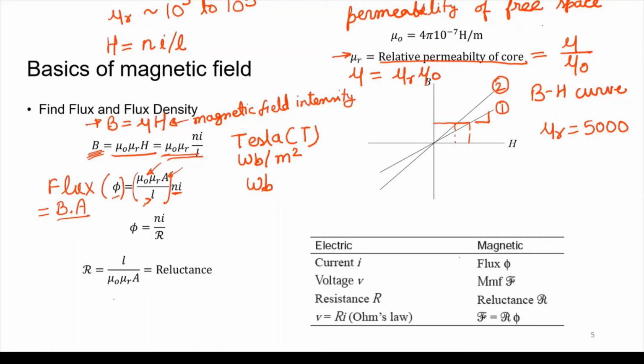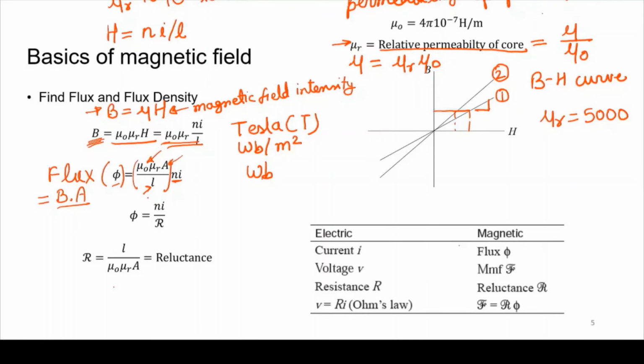So this term mu naught mu R A by L is used to define a new variable which depends on a particular core or material, and that new variable is reluctance, and reluctance is given by L divided by mu naught mu R A. So if we have chosen a core, then mu naught, mu R, A, L, all these quantities are fixed for that particular core, and then we can define using these variables reluctance for that particular core and core material.